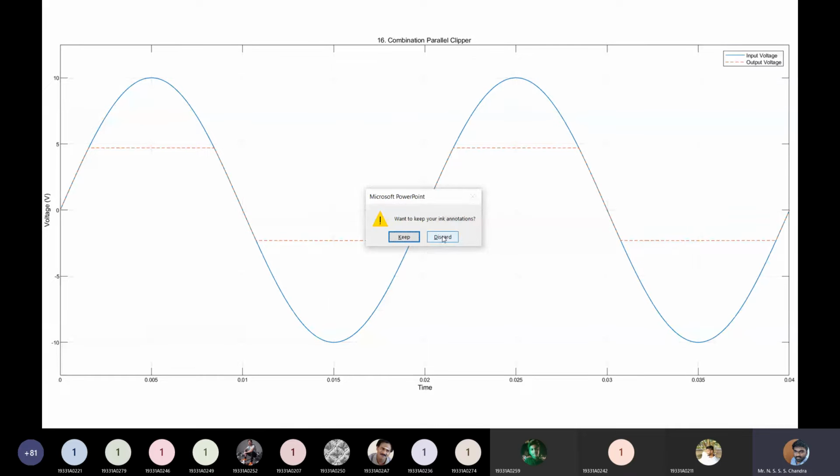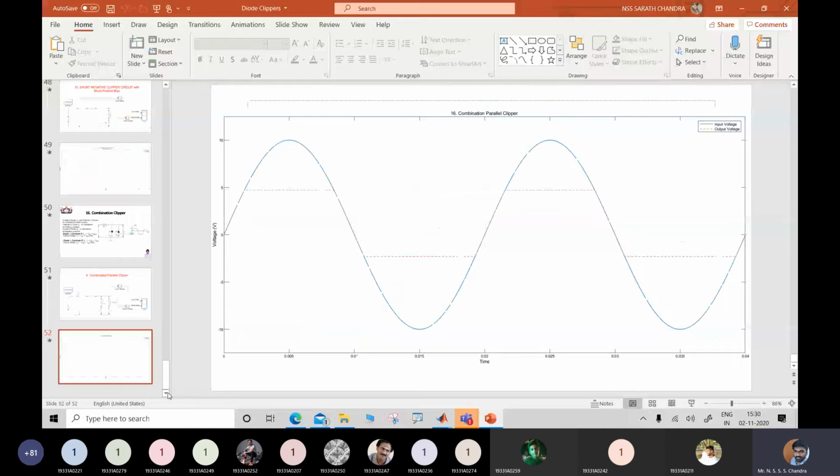So with this, your diode clippers are over. Now I'll be moving on to the next topic, diode acting as a clamper.